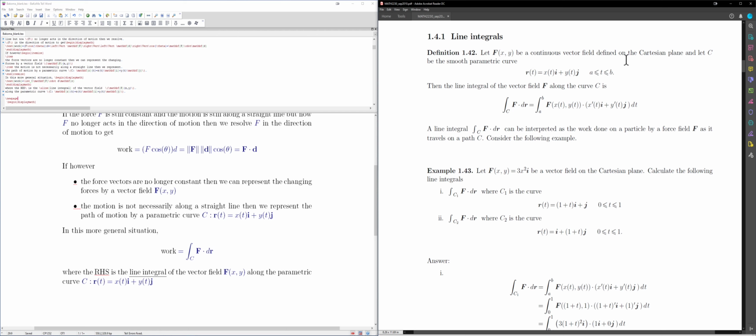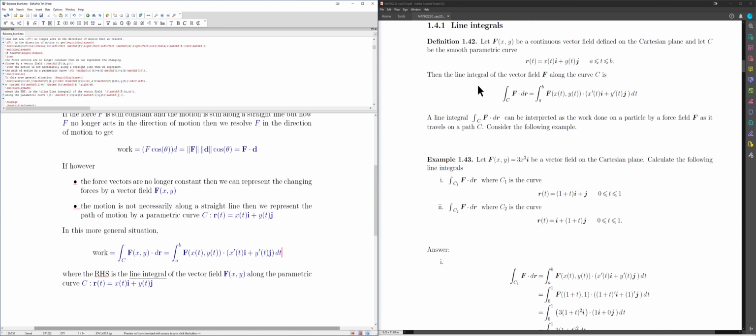We talked about parametric curves over here. So x of t is the i component, and y of t is the j component, and the t values go between a and b. So this for us is going to be a parametric curve of finite length.